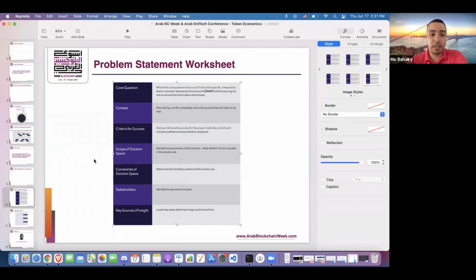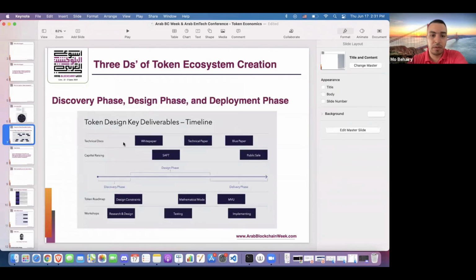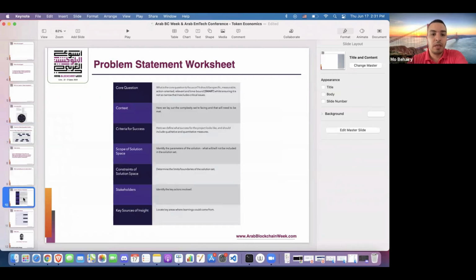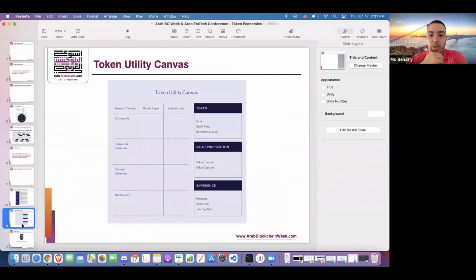And this is part of the discovery phase. So we're still in discovery. As we mentioned, we have three Ds: discovery, design, and deployment. This is part of the discovery phase, and one other part of the discovery phase is the token utility canvas.